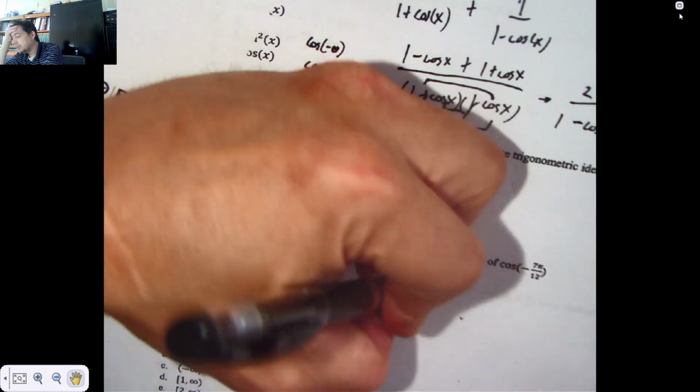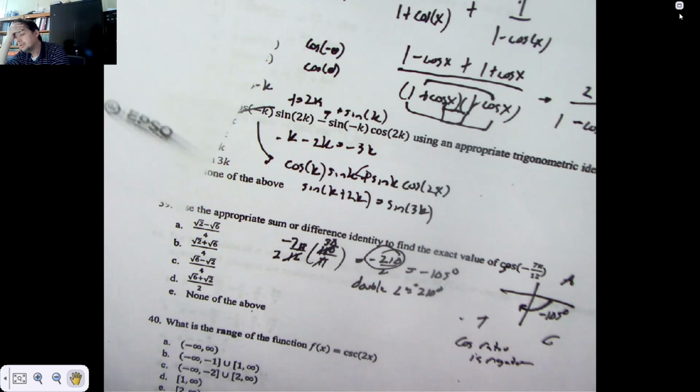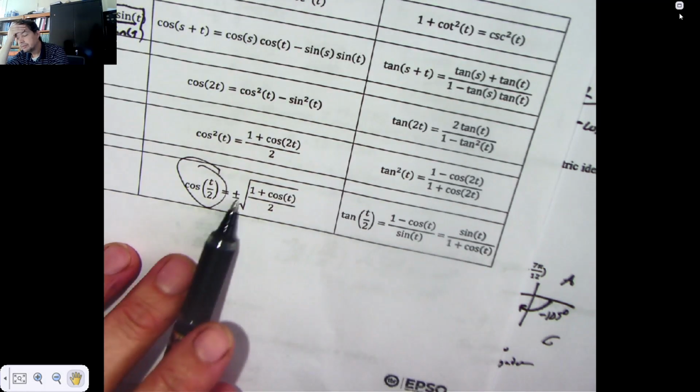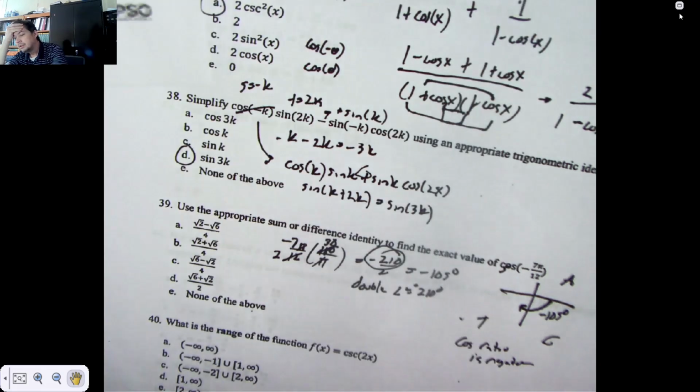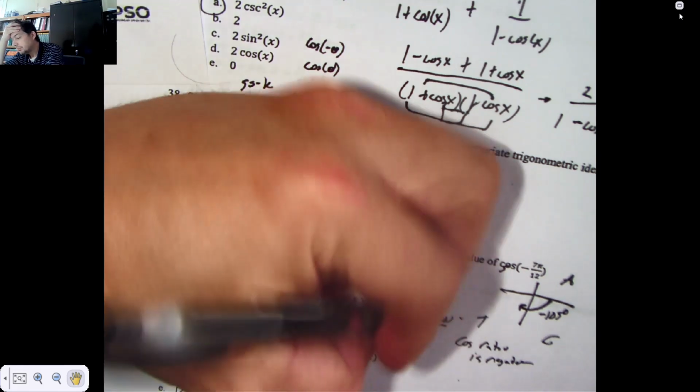Now, one thing I want to consider is when I draw a negative 210 degree angle, or even when I take half of it, negative 105 degrees is going to be right here. And remember, all students take calculus: the cosine ratio is negative. That's a big thing. So when I use my formula with the plus or minus, I'm going to be using the minus. So I'm going to do the cosine of negative 210 over 2, and it is the minus square root of 1 plus the cosine of negative 210, over 2.